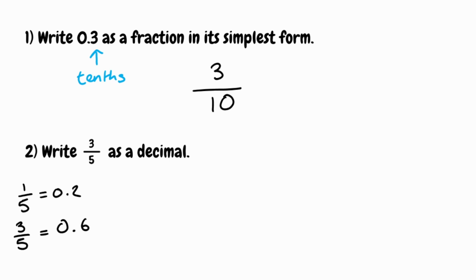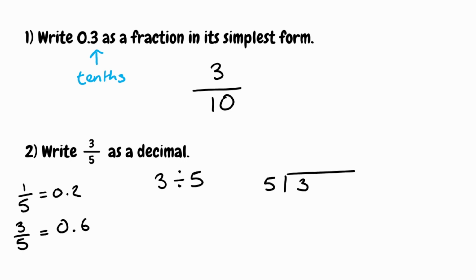But they're not always going to be this straightforward. So let's take a look at another method. So to figure out 3/5 as a decimal, we can actually write this as 3 divided by 5. So then all we have to do is work out what that division gives us. So I'm going to use short division here. I'm going to do 3 on the inside divided by 5 on the outside.